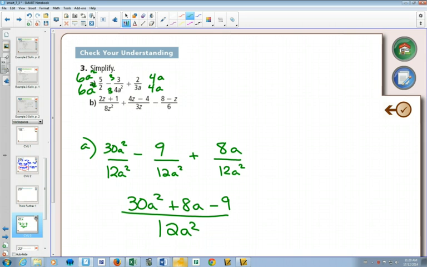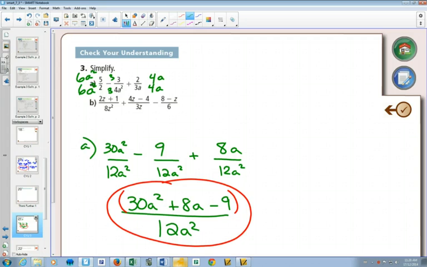Again, the top, there's no common factor. You have to think this whole thing gets combined as one thing. Don't be tempted to cancel out the 30 and the 12. Don't you think about it, people? So that is our final answer.